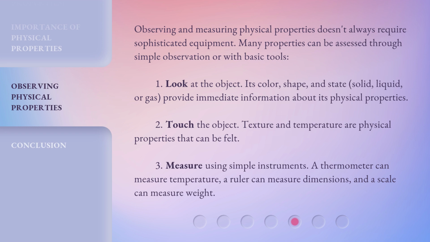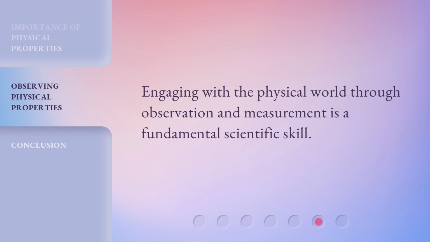2. Touch the object. Texture and temperature are physical properties that can be felt. 3. Measure using simple instruments. A thermometer can measure temperature, a ruler can measure dimensions, and a scale can measure weight. Engaging with the physical world through observation and measurement is a fundamental scientific skill.